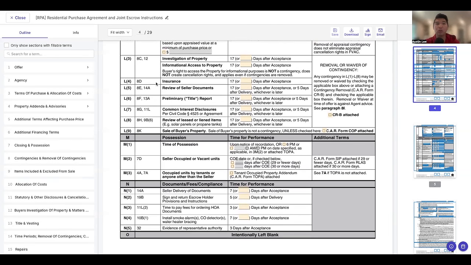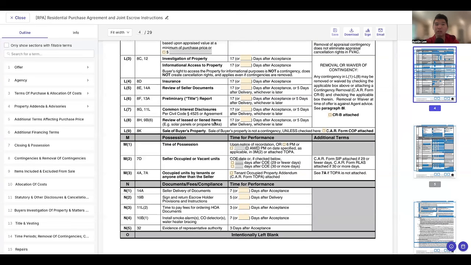Next is insurance. This is a pretty new thing here in California, especially in the wake of the recent wildfires. Let's say you can't get insurance on the home, then this allows you to cancel out if you have an insurance contingency.